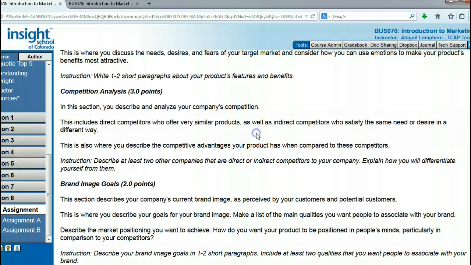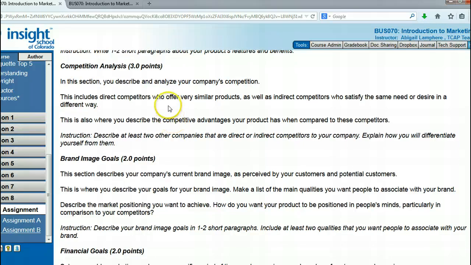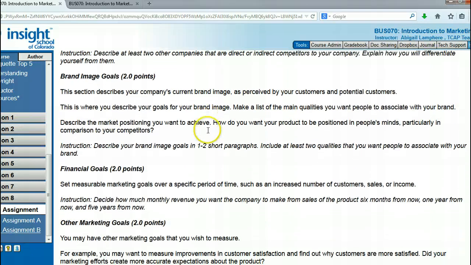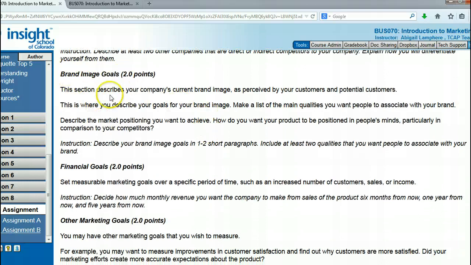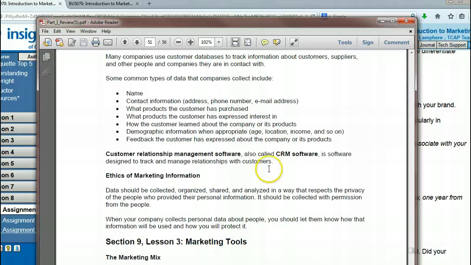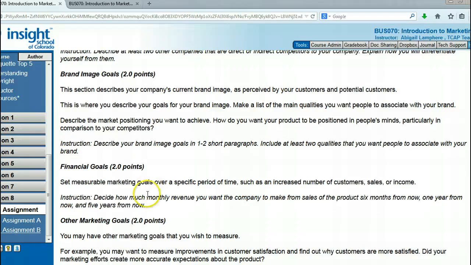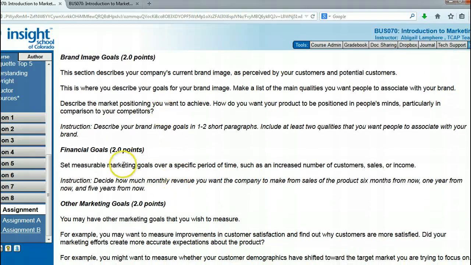Competition analysis. Who's going to be your competition in this industry? Why are they your competition? What are you going to do that will separate yourself from the competition? Describe the competitive advantages your product has over your competitors. What are your brand image goals? Describe your company's current brand image. And again, if you're not familiar with brand image, go back to this part 1 review and read up on brand imaging, marketing message, all that good stuff.